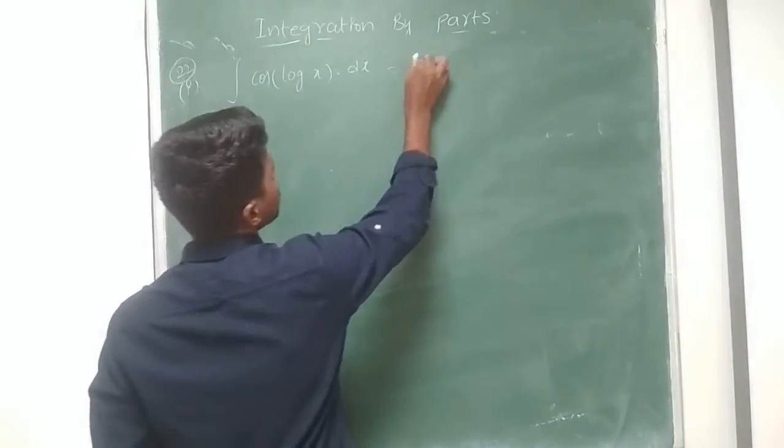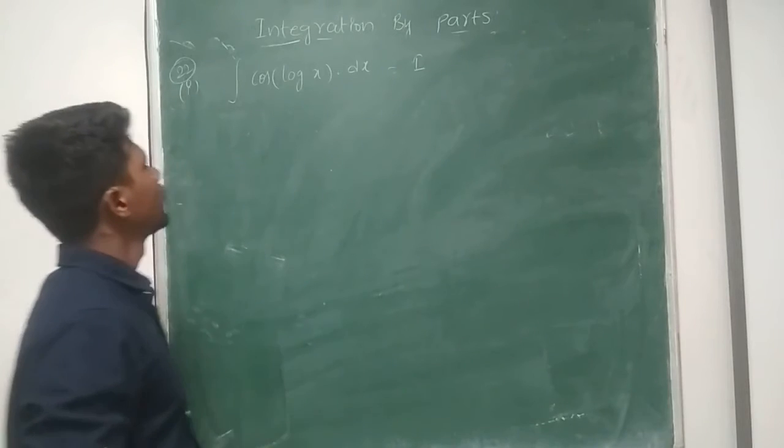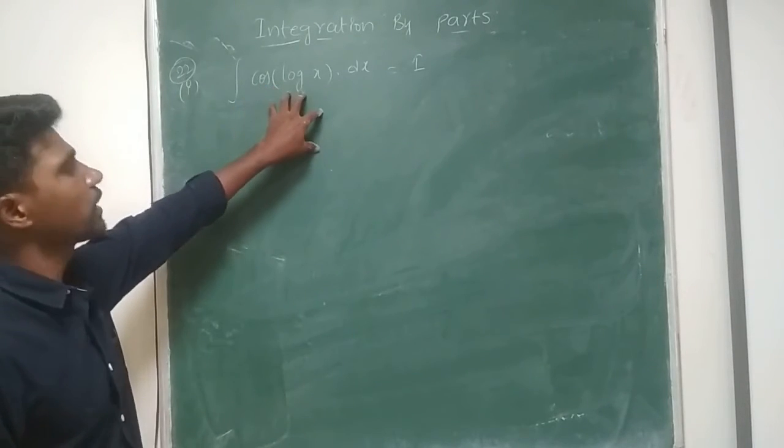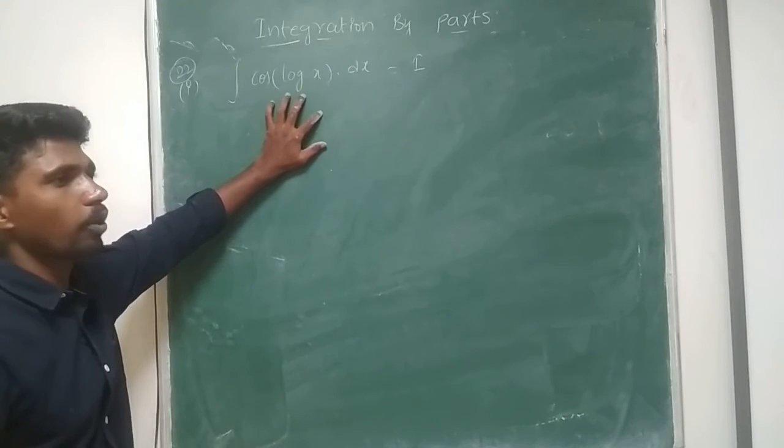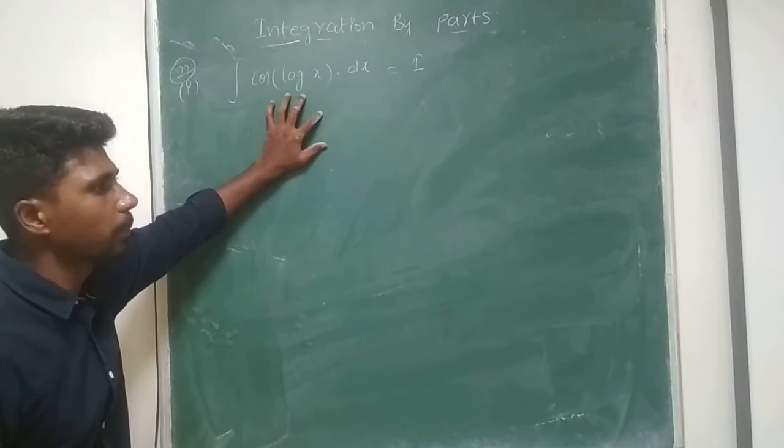So consider this one as I. So I have cos of log x form. I want to write it in the simplest way, and the simplest is product form, so I use integration by parts.